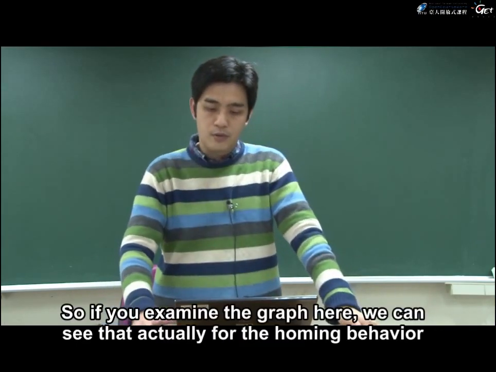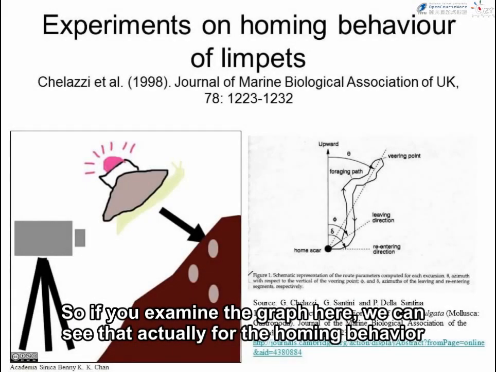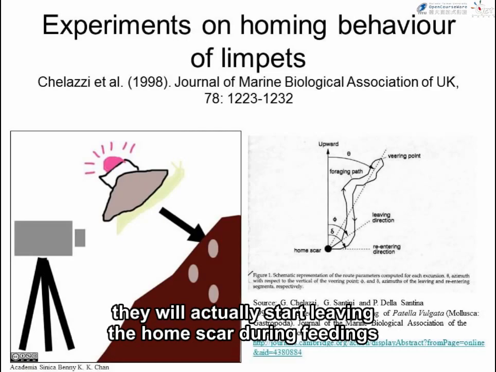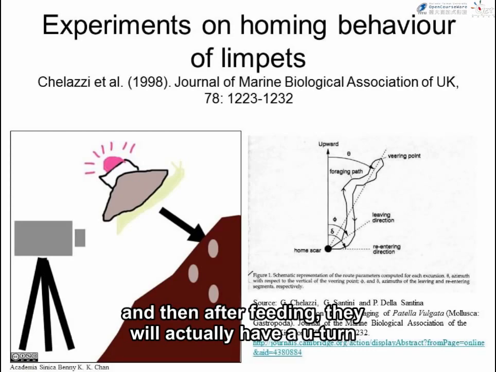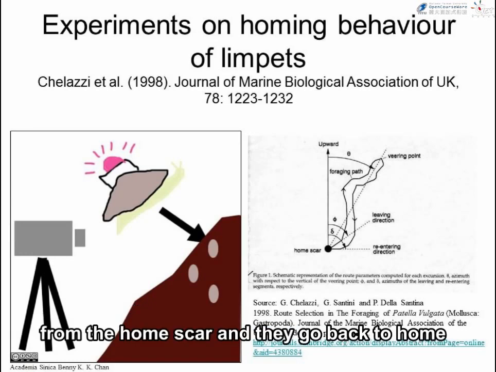If you examine the graph here, we can see that for some living things which have homing behavior, they will start leaving the home scar during feeding, and then after feeding, they will make a U-turn and return following a similar pathway to where they departed from the home scar, and then they go back home.